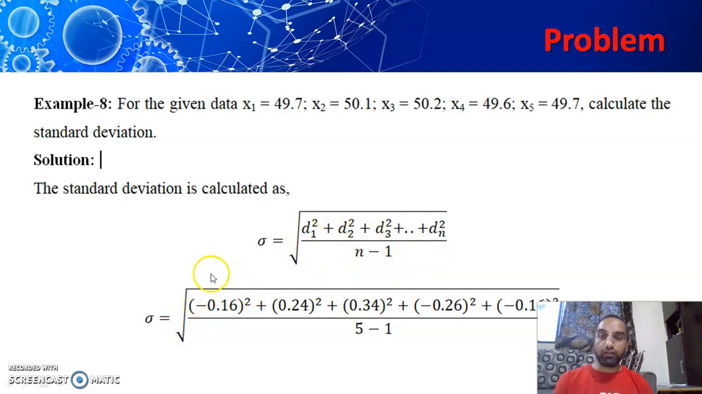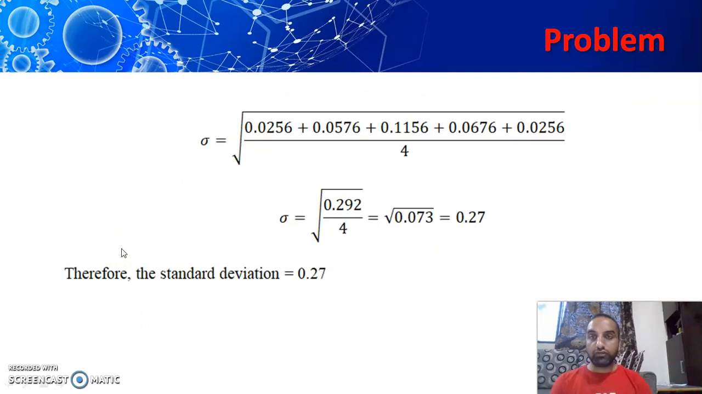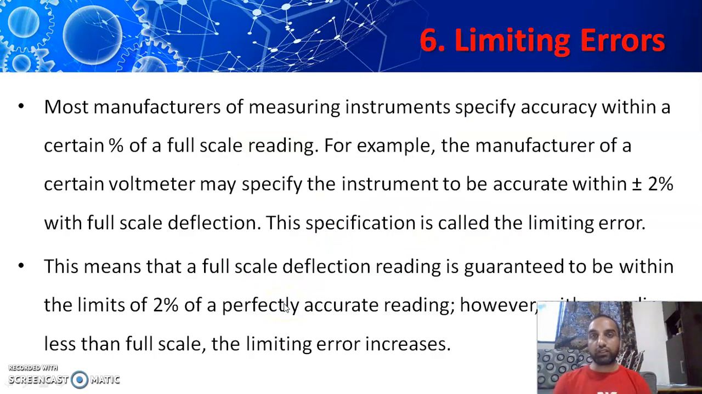Now substituting all the values, and after the calculation, we got this result. Sigma is equal to the square root of all the squares divided by the total number, that is n minus 1, and this addition is 0.292 divided by 4. That ratio becomes 0.073 and the square root of this value is 0.27. So this is the standard deviation for the given data.